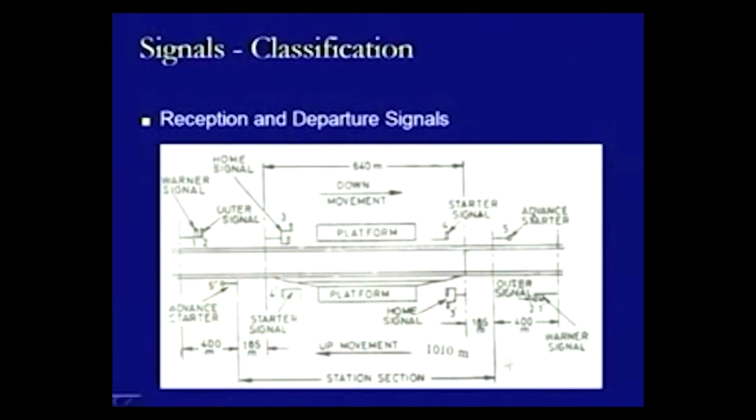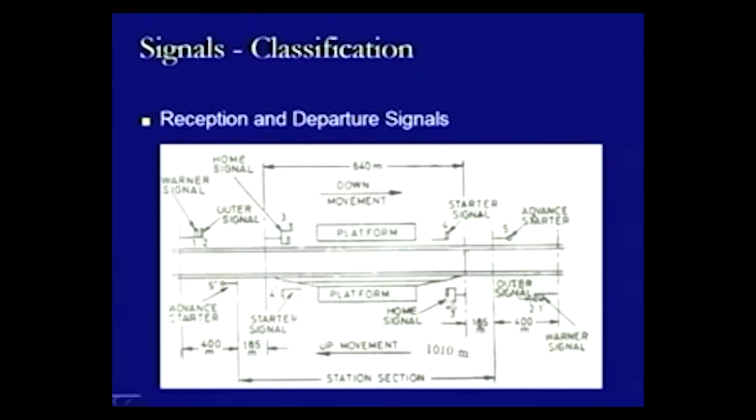Therefore, the distance between this advanced starter and this Warner signal on the other side should be minimum 400 meters, or in the case of broad gauge should be minimum 540 meters. So, the same thing has to be there on this side. So, this is how all the signals are located, and that is how it is defined.